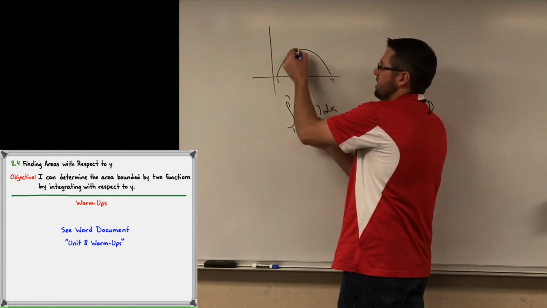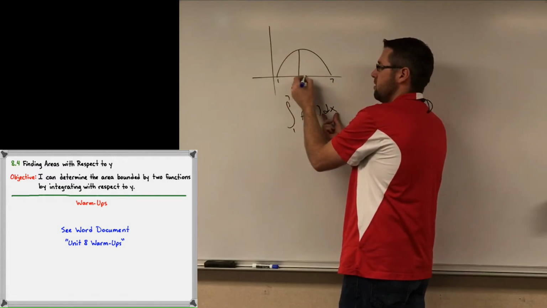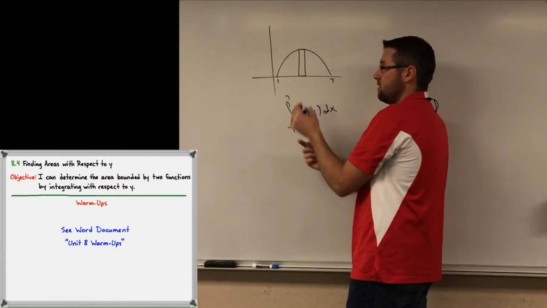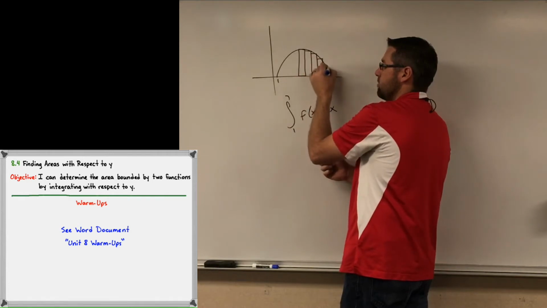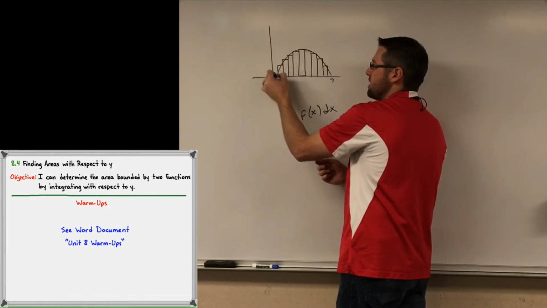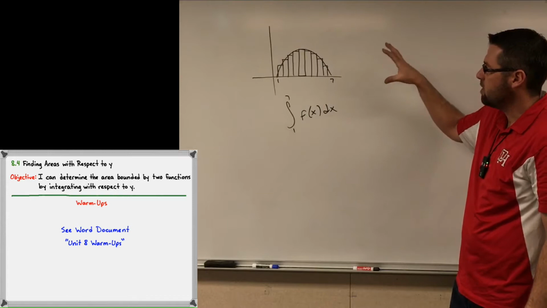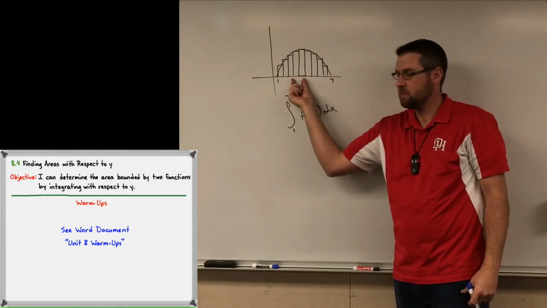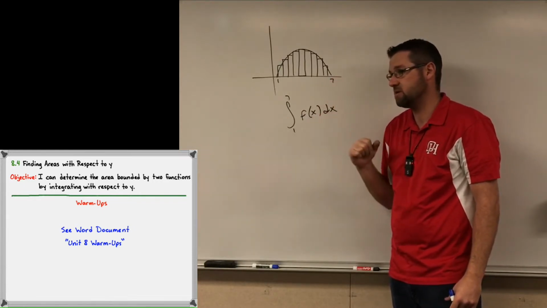Remember, f of x represented the height, dx represented the width, and then the integral sign represented the sum of all these rectangles added up. You get what I'm saying here? Okay? And we are taking how many rectangles? An infinite set of rectangles to get this accomplished, right? So this is when the width of the rectangle is dx, and the height is whatever f of x is.